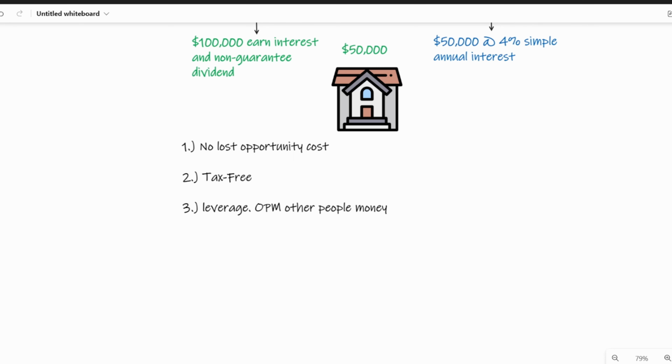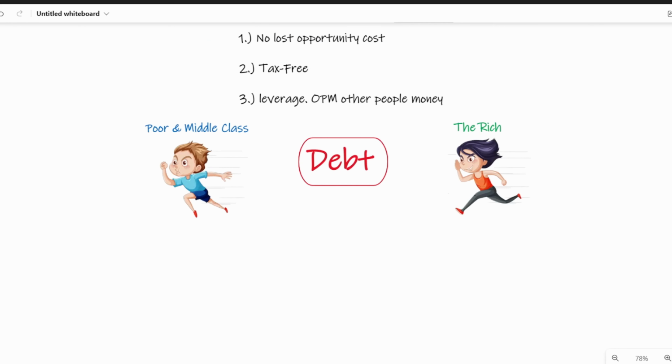The rich use debt to acquire assets and to have those assets pay off those debts. You see, the poor and middle class were trained to stay away and get out of debt. But the rich, they run towards debt. There's a different mindset. They're playing a different game. That is the reason why there's such a big gap between the poor and the rich. And the poor gets poorer and the rich gets richer.